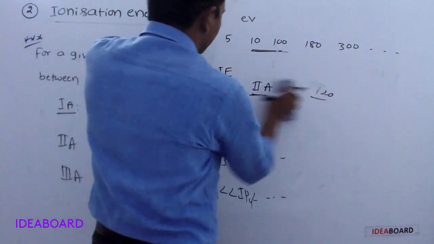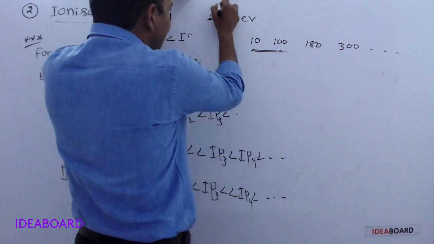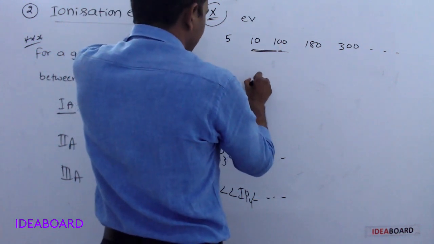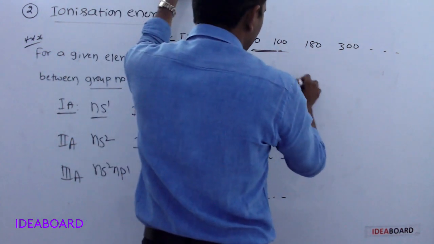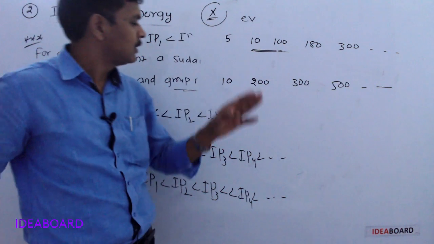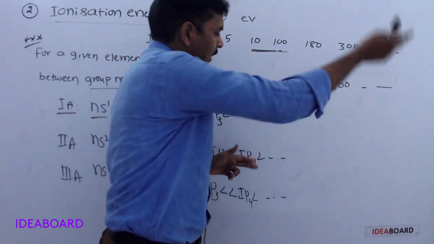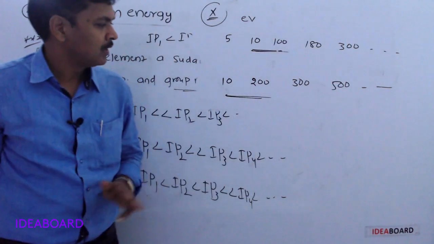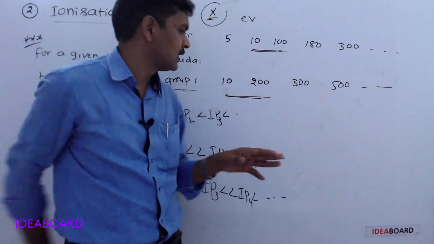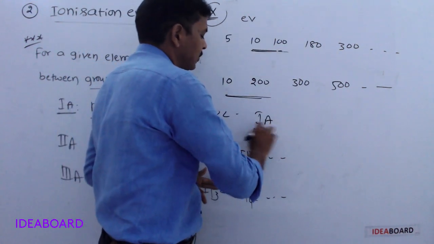I'll give one more example. For a given element X, successive IP values are given: 10, 200, 300, 500. Here the sudden jump is there. IP1 is 10 electron volts, but IP2 is 200. It suddenly increases. So X belongs to first A group.